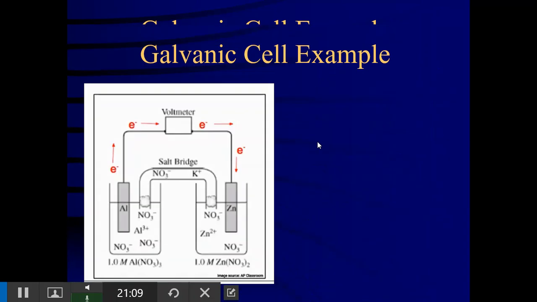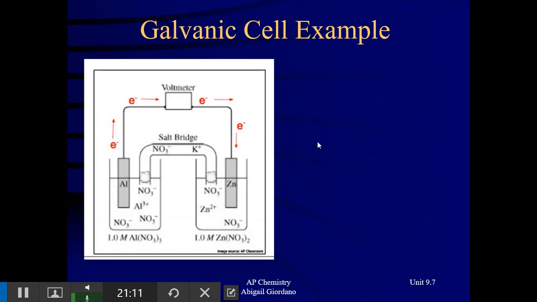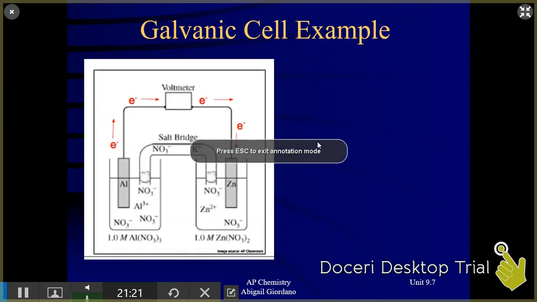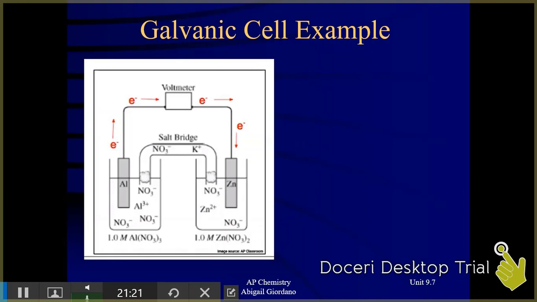All right, last part. Part C says, describe the motion of the ions in the salt bridge during the cell's operation. So remember, the whole point of the salt bridge is to balance out that flow of charge. And based on this diagram, the way electrons are flowing, we're going to get a big buildup of negative charge over here and a big buildup of positive charge over here.